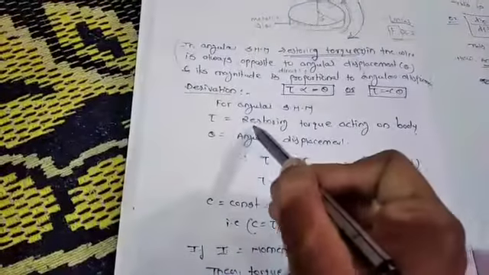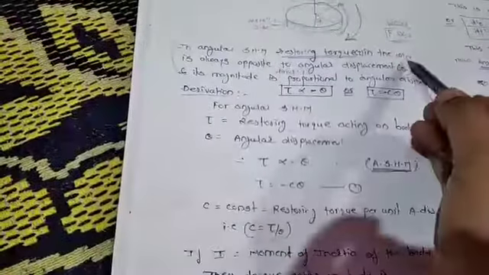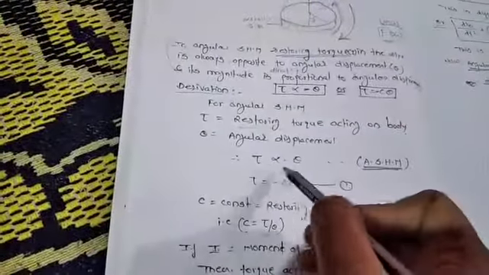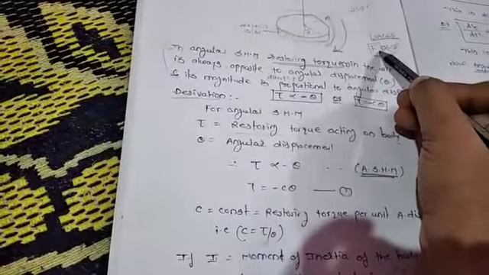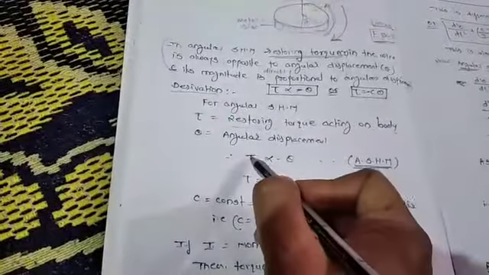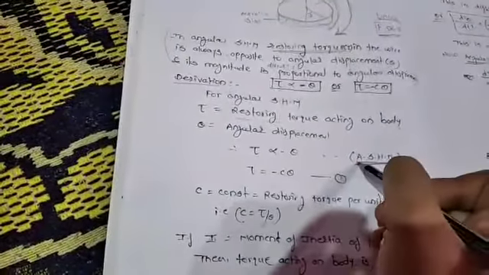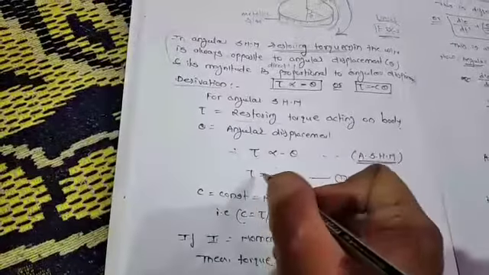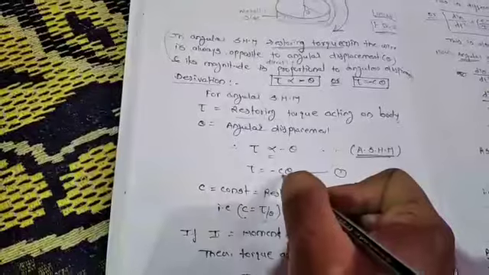So this torque, as we know, is directly proportional to the angular displacement. The same linear relation comes in the angular form. The torque is directly proportional to the angular displacement, that is, it is the angular SHM. So we'll take some constant of proportionality, that is nothing but C.